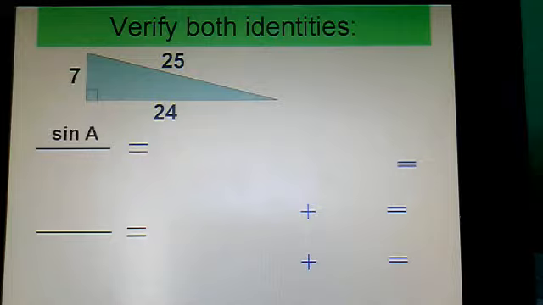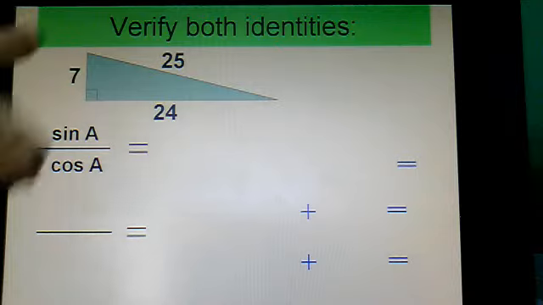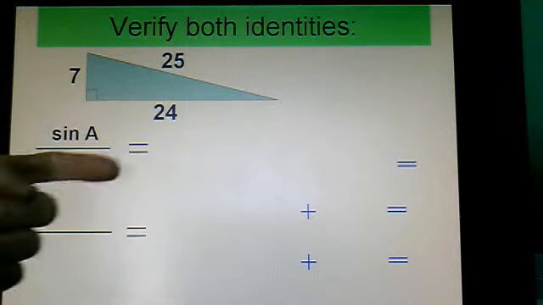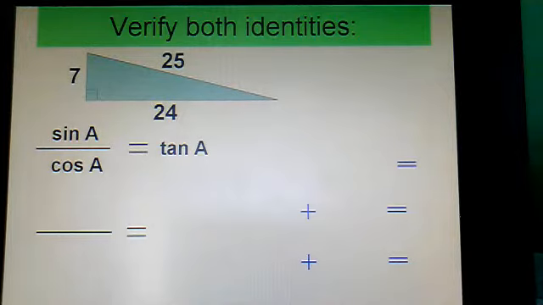So now we're just going to verify this really works with some actual numbers. Before, we just did it with random variables. Now we're just going to show with some numbers that it actually works. We know that's a Pythagorean triple. So if we're going to show sine of A over cosine of A equals the tangent of A, we need to establish where A is.